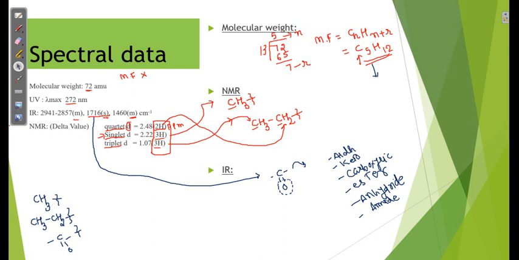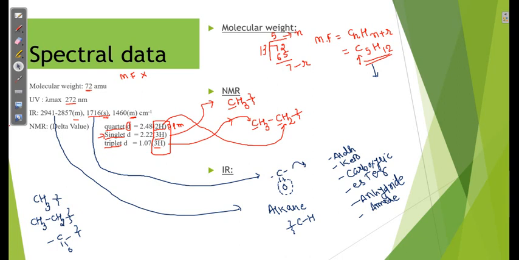Then 2941, 2875, this is a signal of alkane C-H stretching, nearer to that. So that will help us. Not all the data is required to be analyzed, but the most important data.